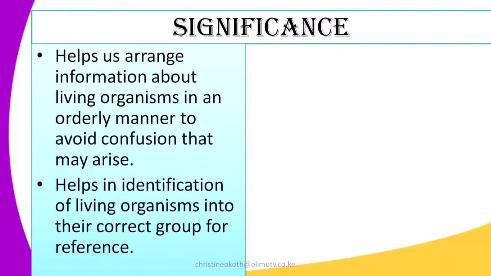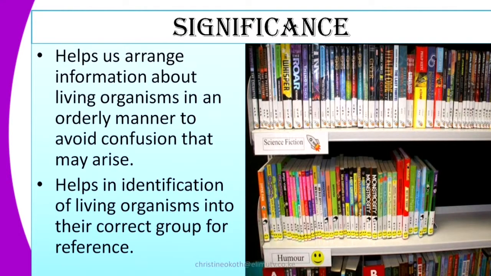Another significance of classification: it helps us arrange information about living organisms in an orderly manner to avoid confusion that may arise. It also helps us identify living organisms into their correct groups of reference. So classification is just like a library which has been properly arranged. Imagine going into a library and it's all messy, with no direction of where you can get a certain book. You'll waste a lot of time looking around for what you're supposed to get. Classification helps us arrange things.